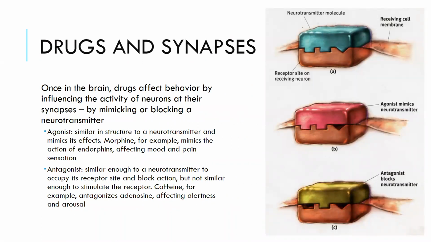So, what happens once the drug gets to its action site in the brain? In a nutshell, based on what the drug is designed to do, the drug will either mimic the effect of a neurotransmitter, or it will block the effect of a neurotransmitter. So, to understand this, we have to back up for a moment and talk about neurotransmitters and how they work in order to understand how a drug would either mimic or block said neurotransmitter.